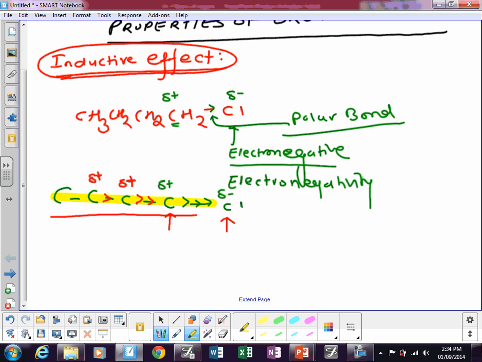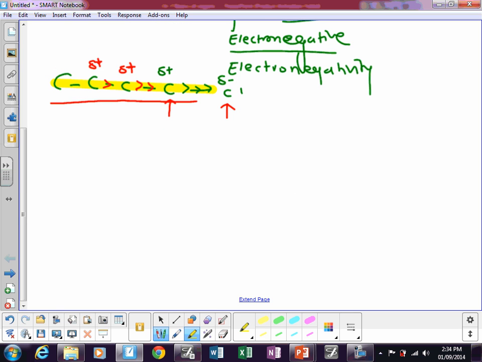It's not necessary that it is always being pulled. Okay, there are certain groups like this which are going to donate electrons. For example, I have a carbon chain. I am not drawing hydrogen. We are right now understanding the pulling or pushing of electrons in a carbon chain. Suppose I have a carbon chain and there is one group joined over here.